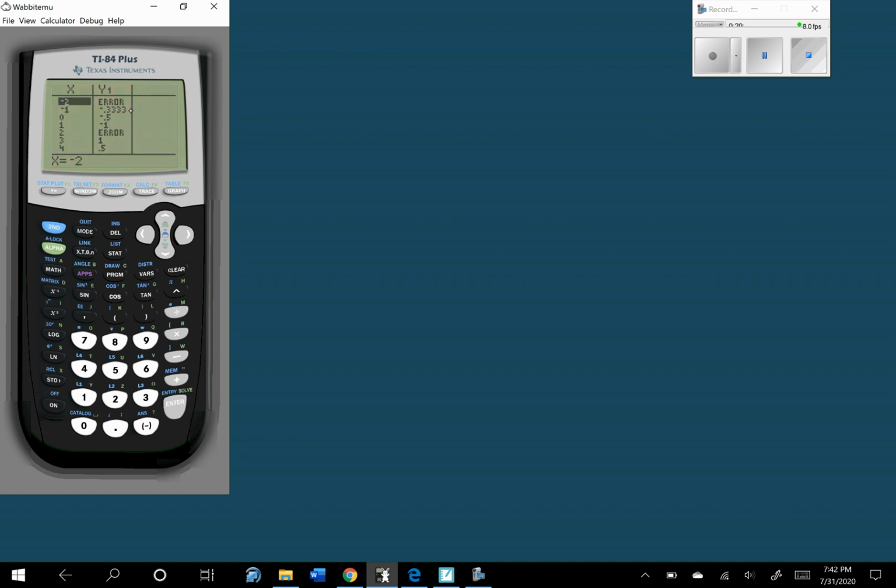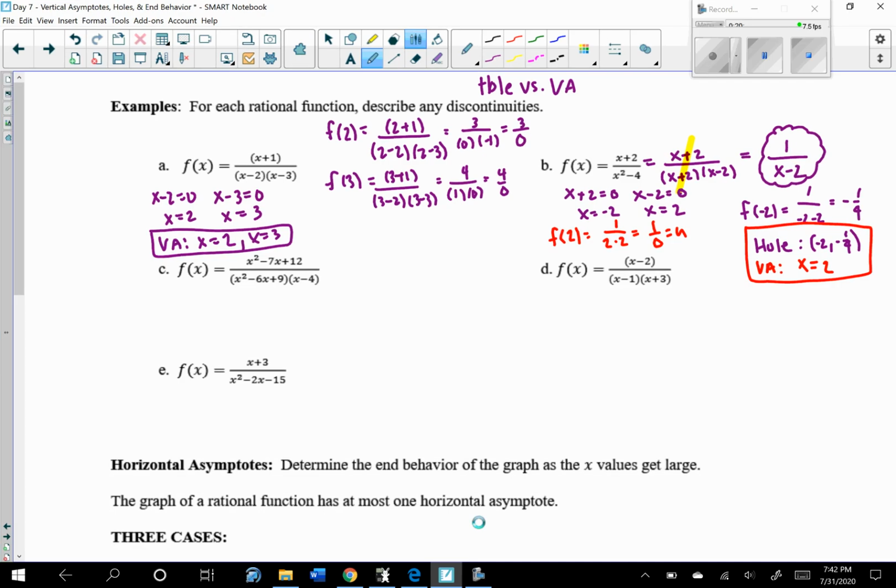So again, just to clarify, when you are trying to find the values that make your denominator 0, always use the original one. When you're checking if it's a vertical asymptote or a hole, use the simplified one. If when you plug it in, you get a value that doesn't have 0 in the denominator, then that's a hole. If it gives you 0 in the denominator when you plug it into the simplified answer still, then it's a vertical asymptote. So let's go ahead and take a look at the next question.